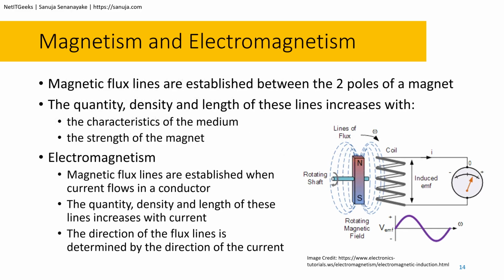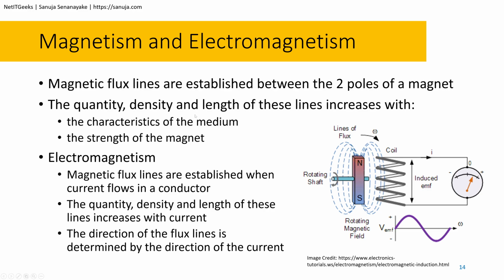Magnetism and electromagnetism. This also has something to do with a little bit of, as I mentioned, inductance as well. So the magnetic flux lines are established between the two poles of a magnet. So if you have a magnet, you're going to have a magnetic flux line like that. So between two poles of a magnet.